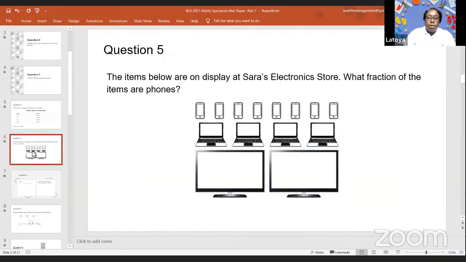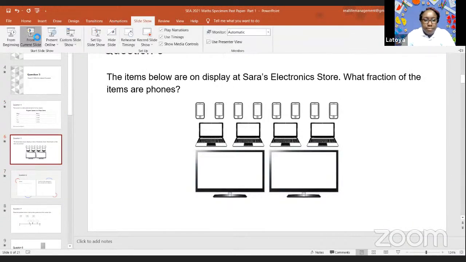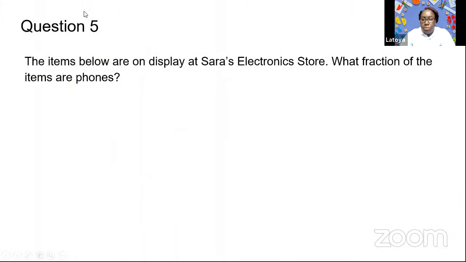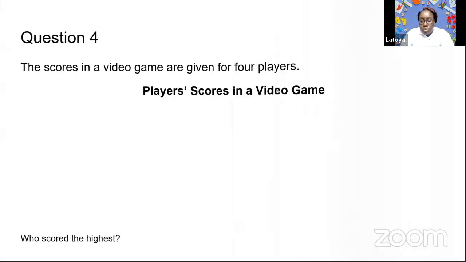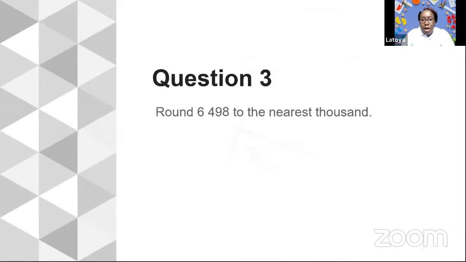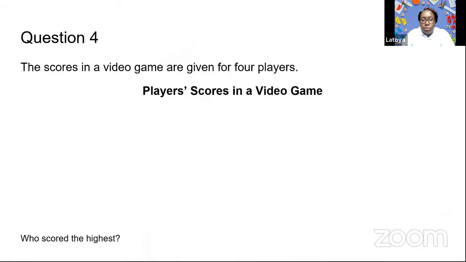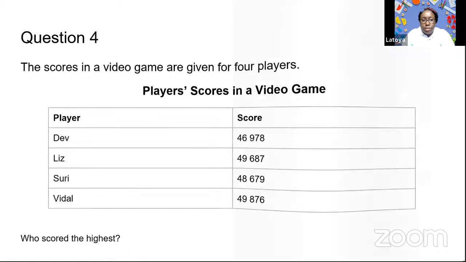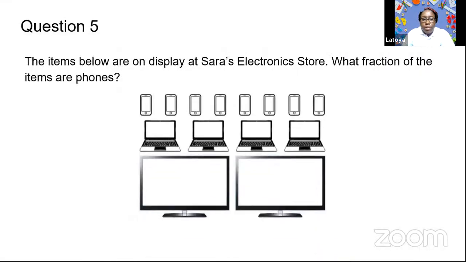Right, so we were on question 5. So the items, I'm going to read it again, okay? The items below are on display at Sarah's electronics store. What fraction of the items are phones? It went back, so I'm just going forward. Excellent. We have everything now. What fraction of the items are phones?